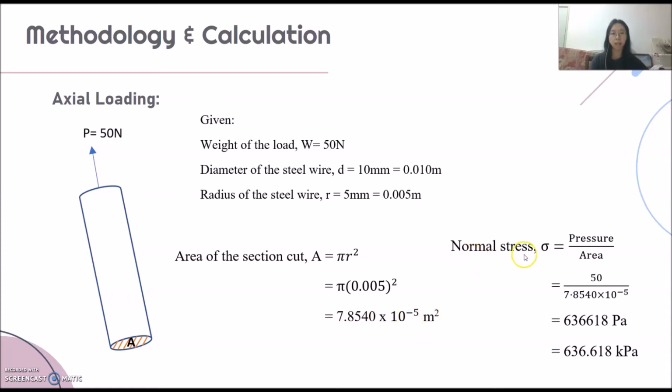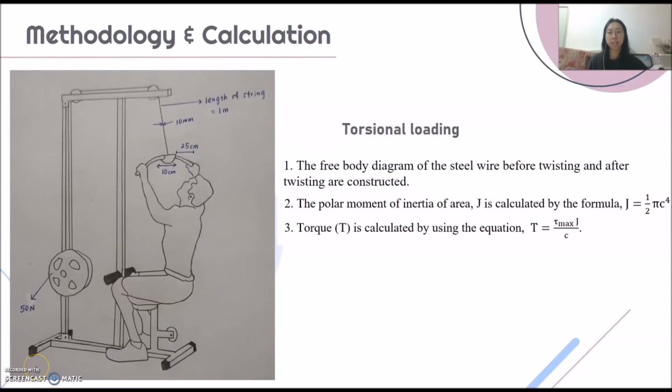Then we can calculate the normal stress, sigma equals pressure over area, and we get a normal stress of 636.618 kilopascal. Next, we are looking into the torsional loading. In this case, we assume a man holding a bar and rotating the bar. The steel wire attached to the bar can be said to be twisted. First, we can draw the free body diagram of the steel wire before twisting and after twisting.